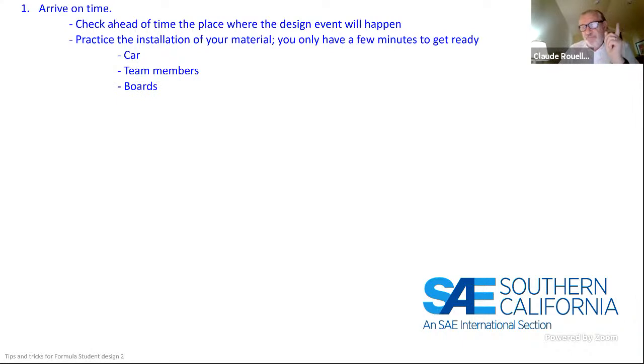The boards, very important. The boards. I will have a specific point about the boards, which are explaining the main aspect of your car design. A table. You're going to have a table there that needs to be installed very quickly with your laptops, the binders, with an S, the parts new and broken. I think it's very useful to show things that broke when you were testing the car.